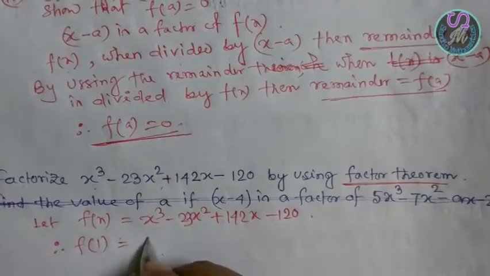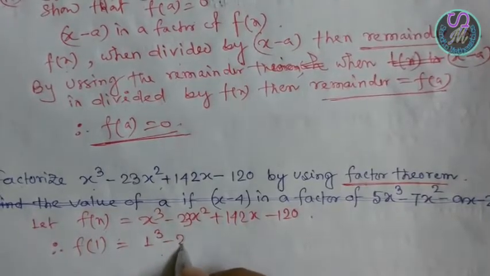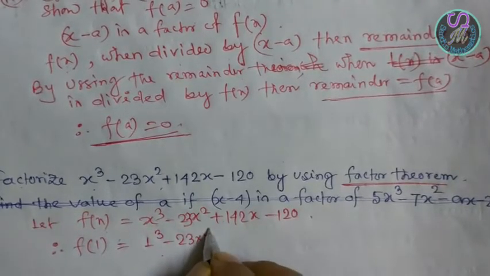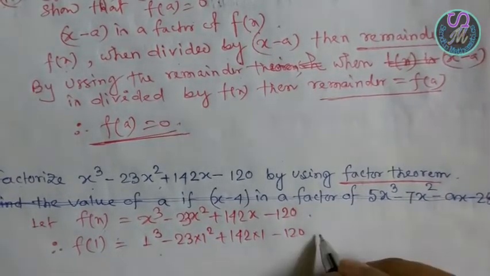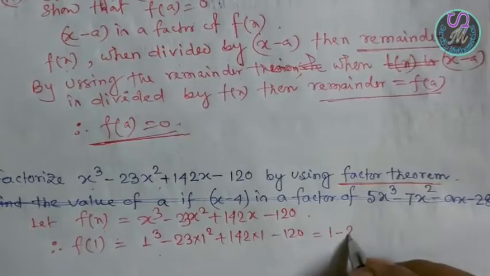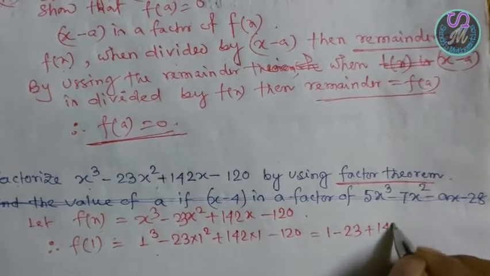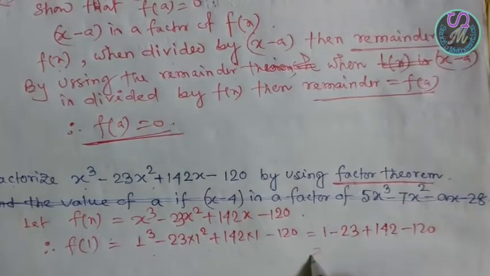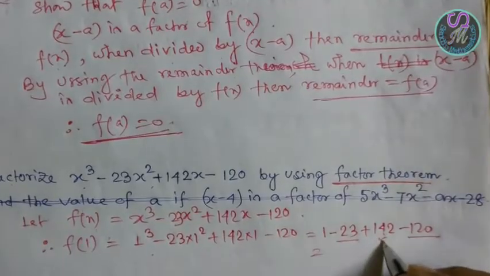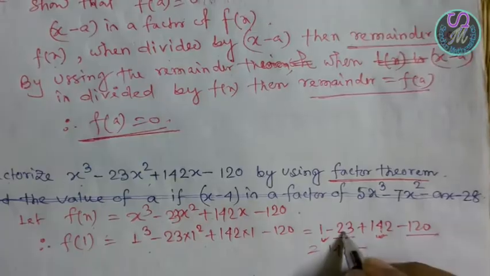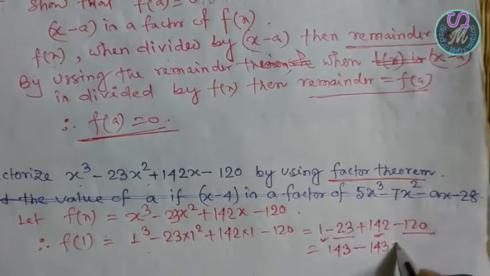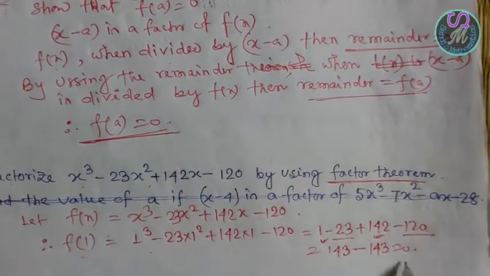So f(1) is 1 cube minus 23 into 1 square plus 142 into 1 minus 120. That means 1 minus 23 plus 142 minus 120. These two values, 1 plus 142, that means 143, minus this one, which is also 143. So the value is 0. So f(1) is equal to 0.